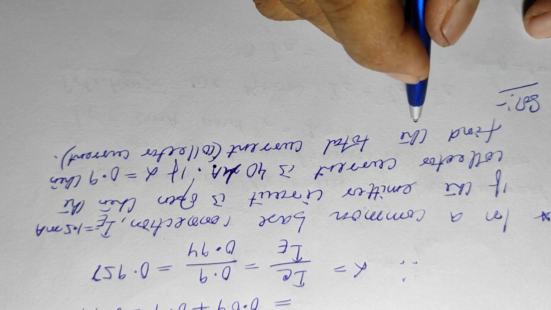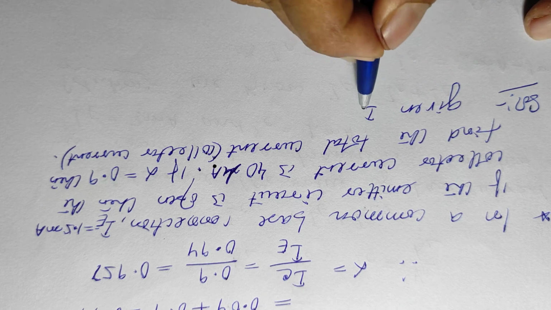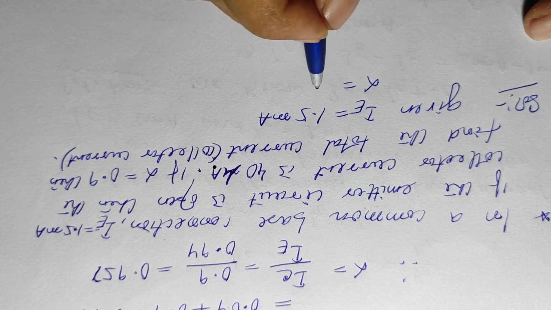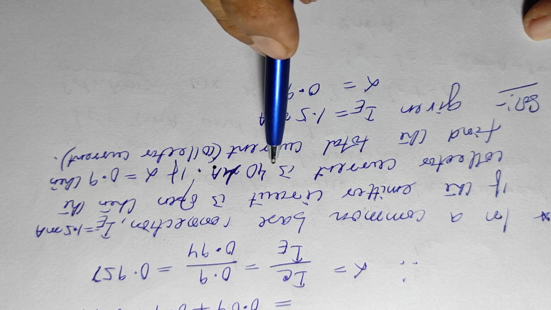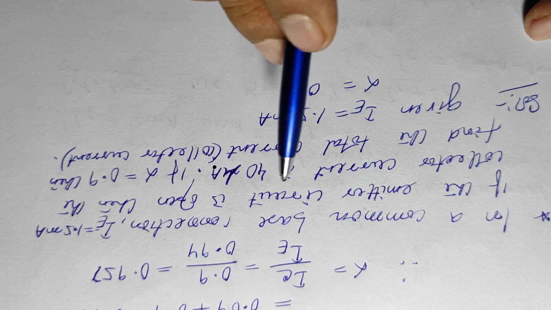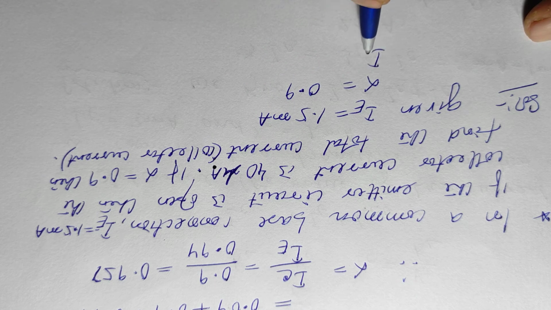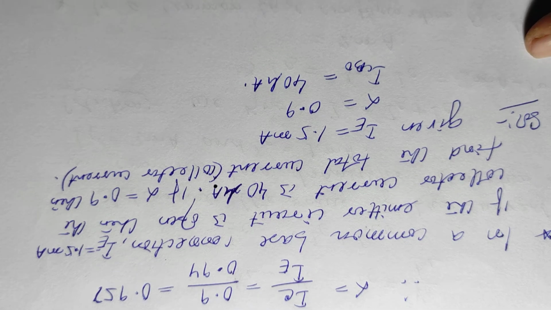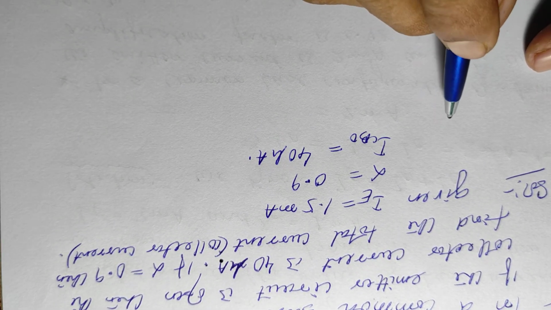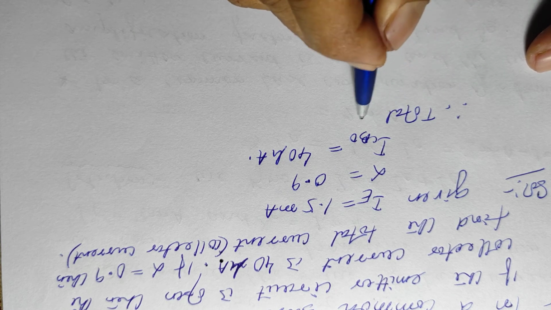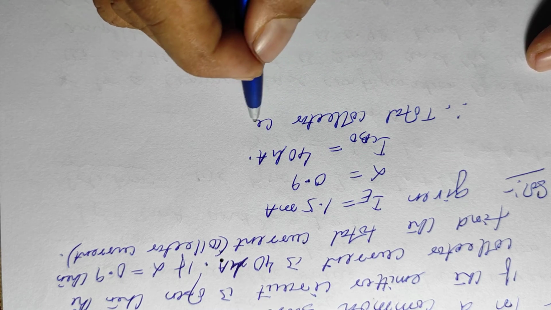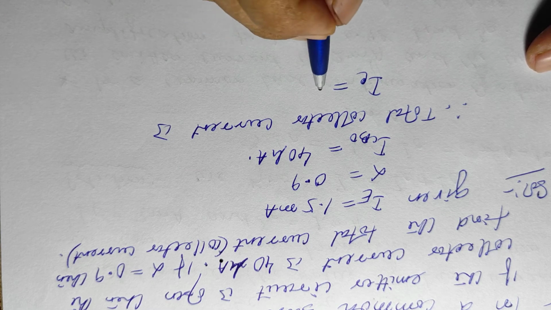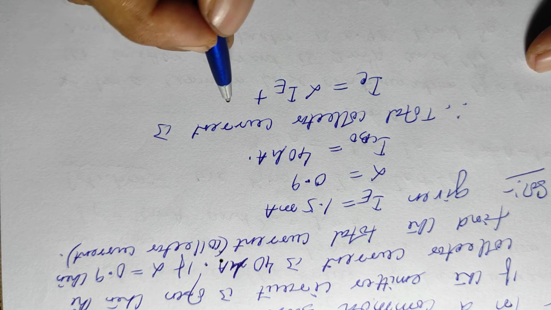So see here, given IE is equal to 1.5 milliampere and alpha is equal to 0.9, and this collector current, that means it is ICBO, that means collector base current when the emitter is open. ICBO is equal to 40 microampere. So you have to find out total collector current. Therefore total collector current IC is equal to alpha into IE, as I have told you, plus ICBO.